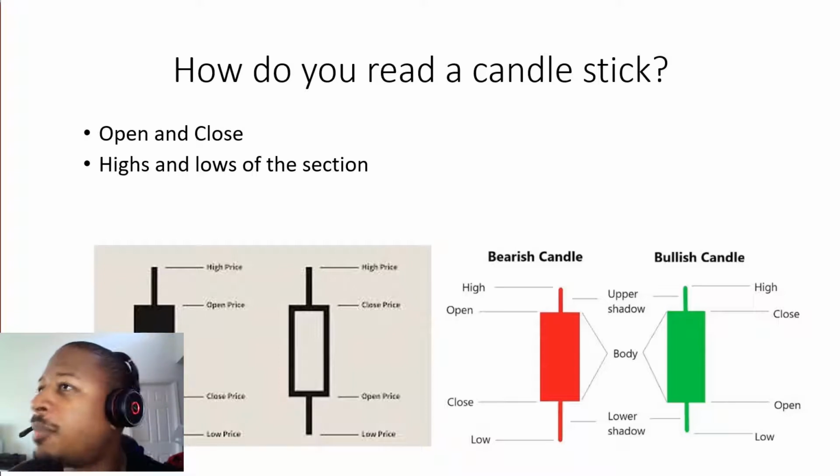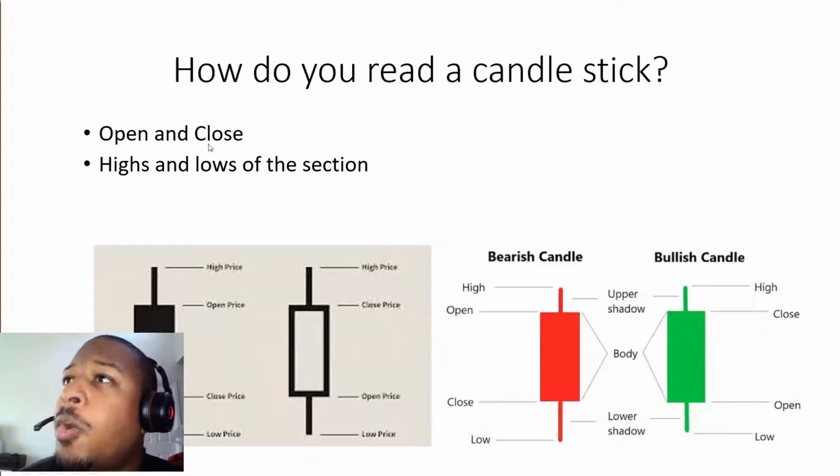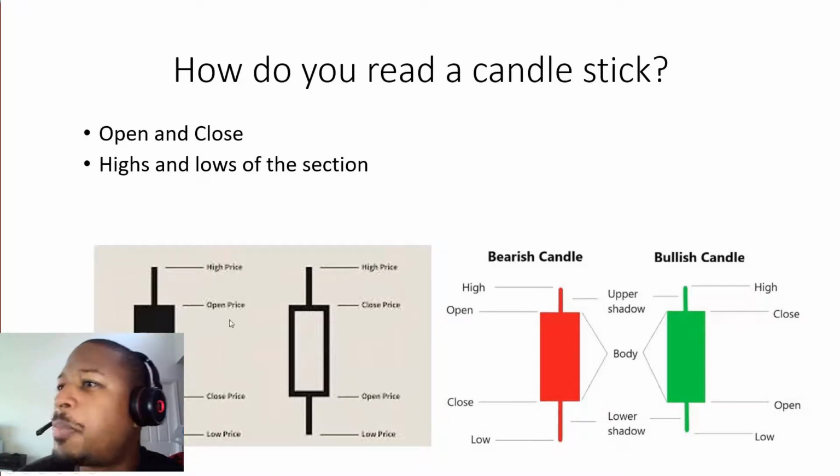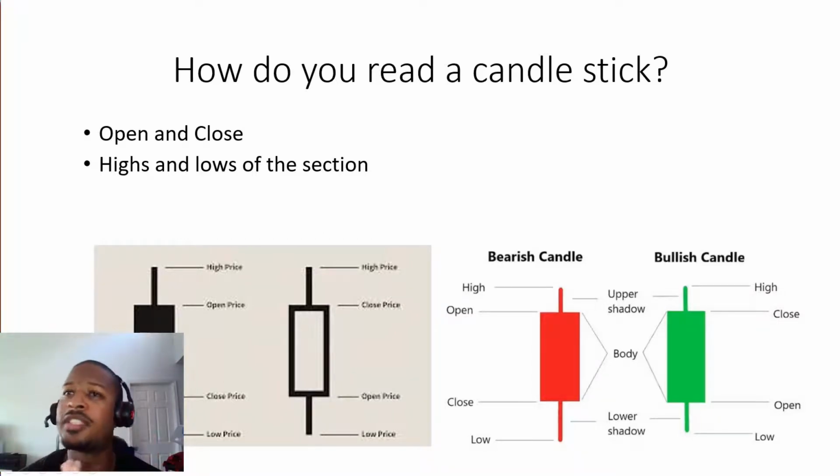So pretty much what you're going to do is focus on the open and the close and the highs and the lows. All right, so it's pretty simple here. Sorry, this picture's kind of blurry, but they're both kind of the same way. So typically your candlesticks, guys, are going to be either red and green, or black and white. They represent a bullish candle or a bearish candle.